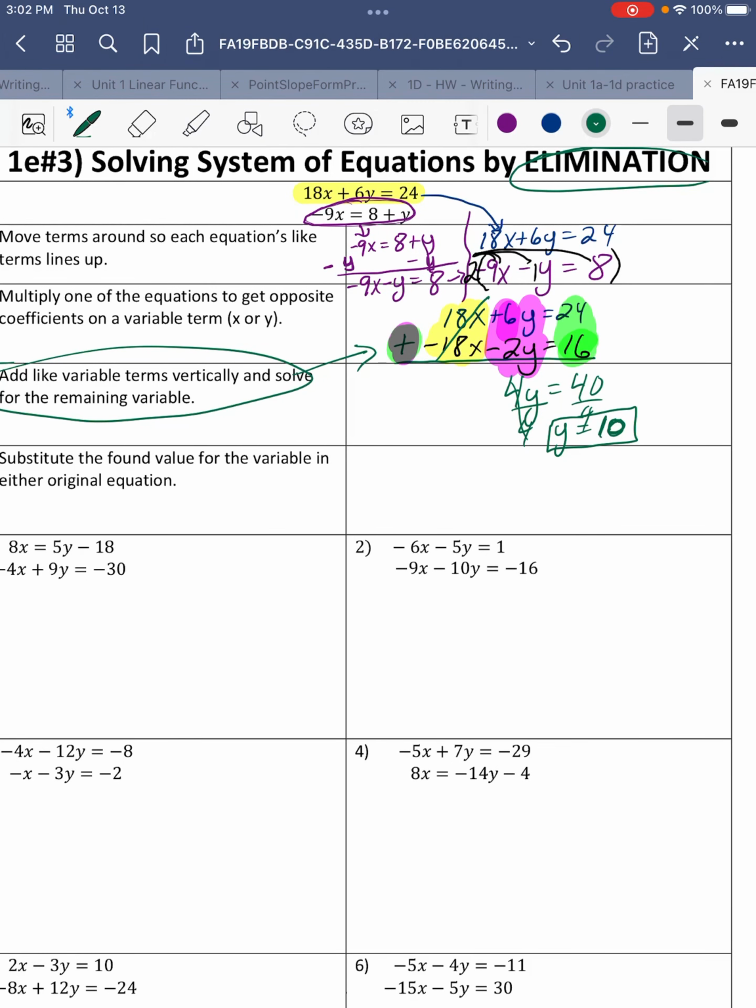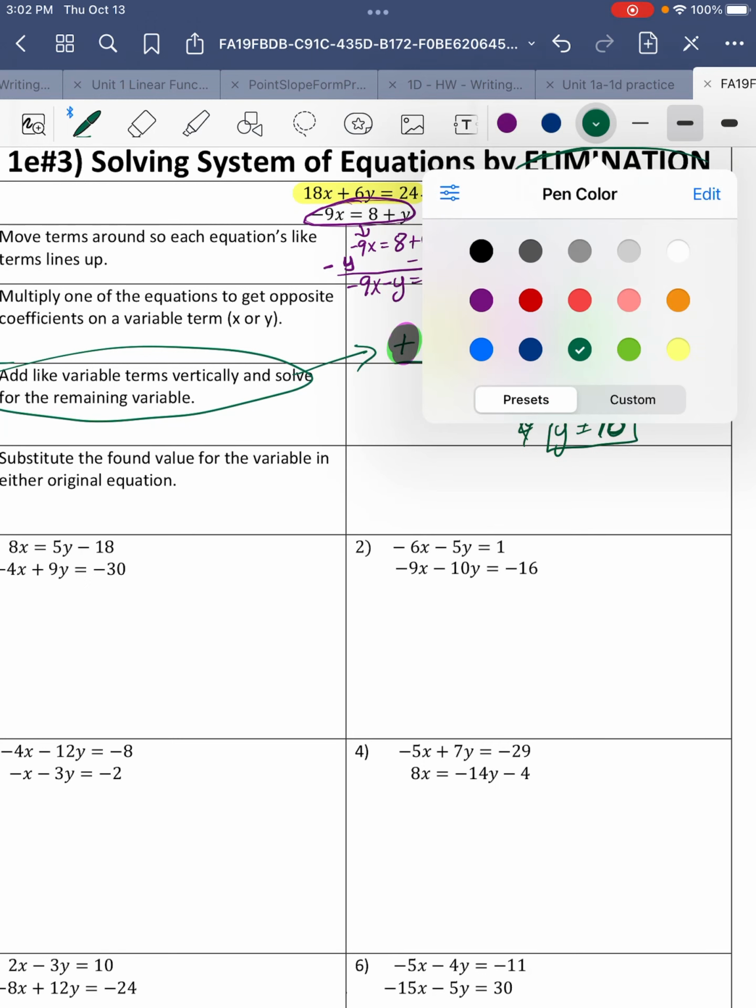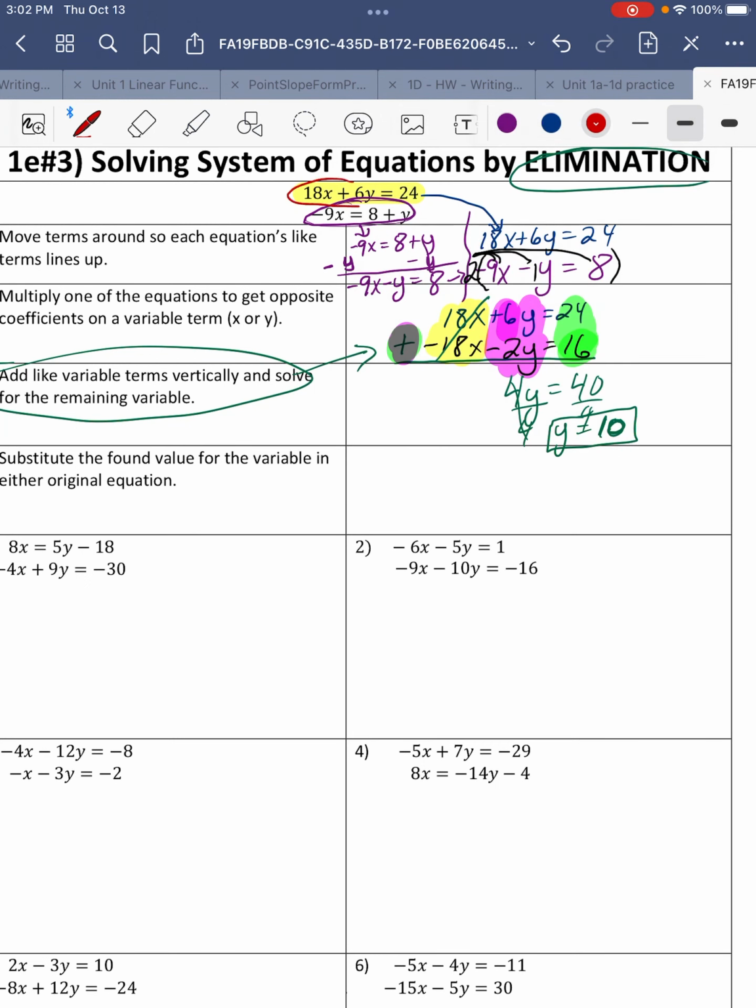You can choose either original. It does not matter which one you choose. I'll just do the top one because I don't see any negatives, so I'm just going to bring that one. So I'm going to do 18x plus 6y. I'm going to replace the y with a 10 because y equals 10, equals 24. 6 times 10 is 60, equals 24. And we're going to subtract. You have like terms.